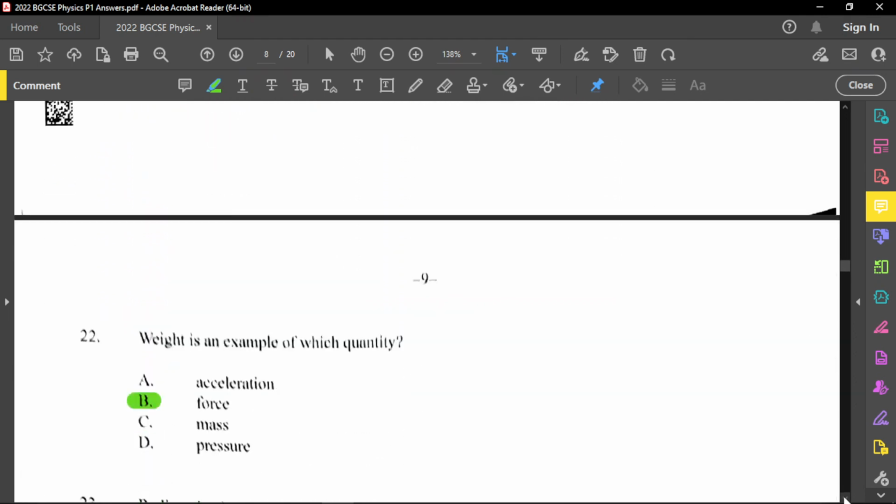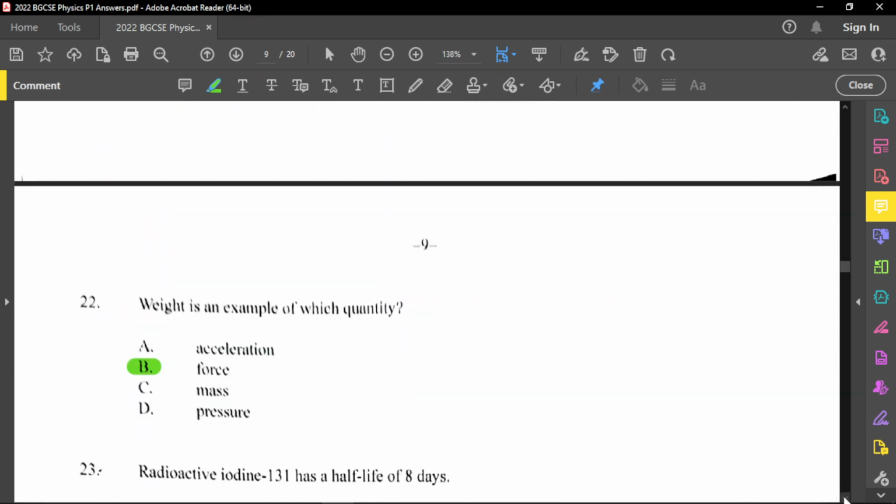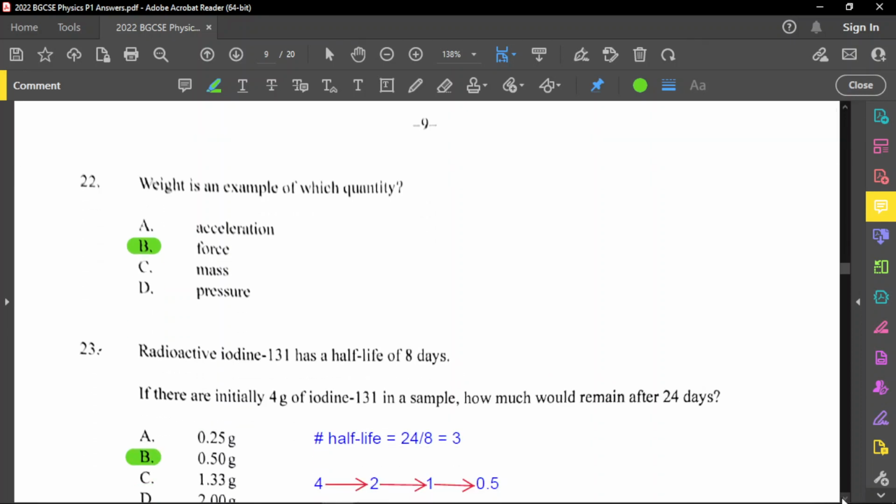All right, so let's jump into question number 22. It said, weight is an example of which quantity? And weight is a force. There's no going around it. We don't even need to explain that, because weight is equal to mass times gravity, right? And gravity is a form of acceleration. So weight is actually ma if you think about it, which is weight equals mass times gravity. Gravity is an acceleration, so mass times acceleration is force. And that is why weight is measured in newtons.